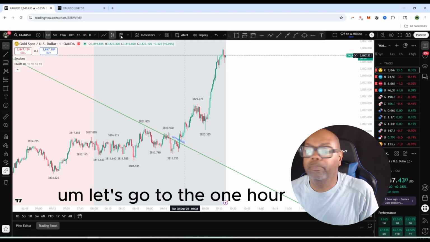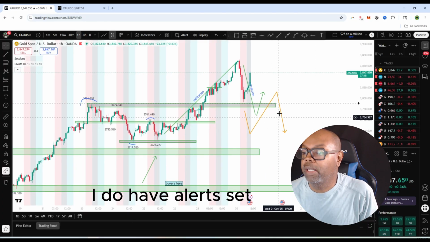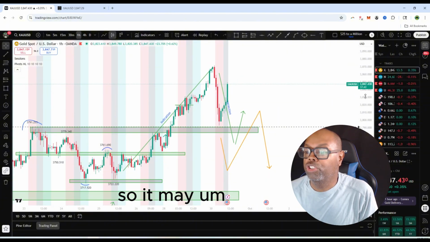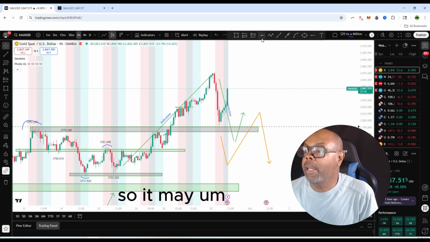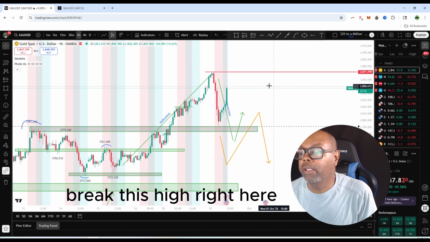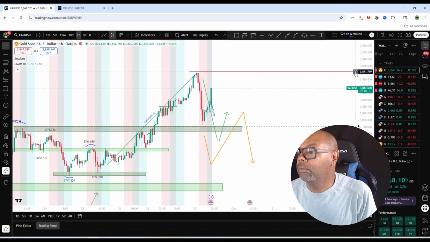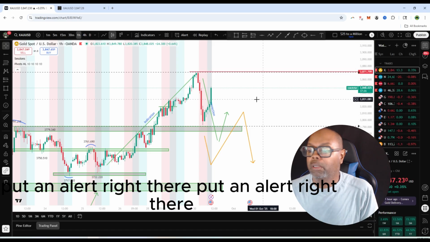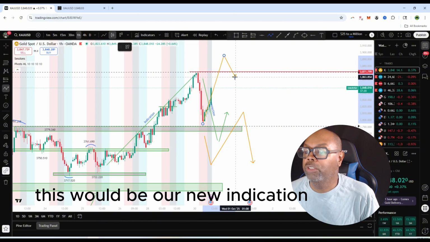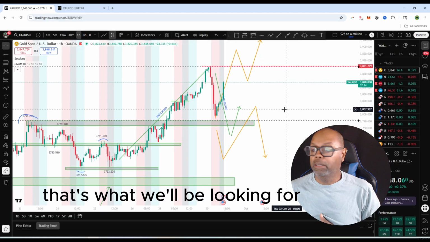Let's go to the 1 hour. I do have alerts set, but it looks like it's on the up and up. So it may break this high right here. And if it does, put an alert right there. So basically, if it does break this, this would be our new indication. This would be correction and continuation. That's what we'll be looking for.